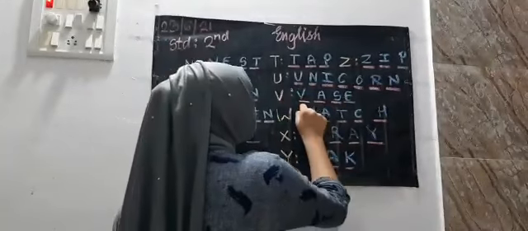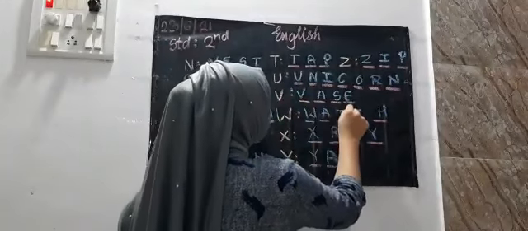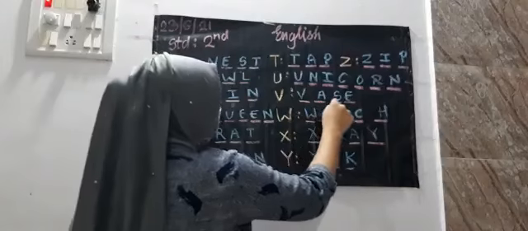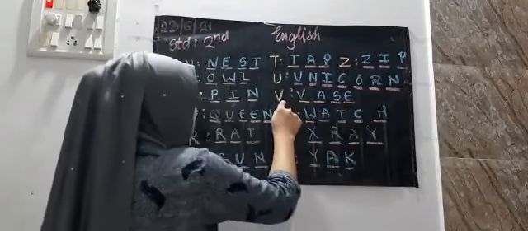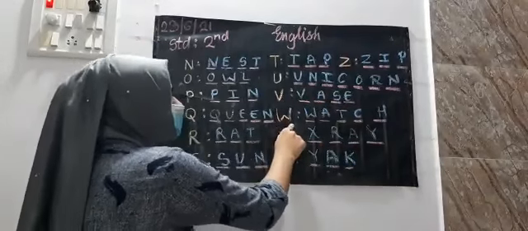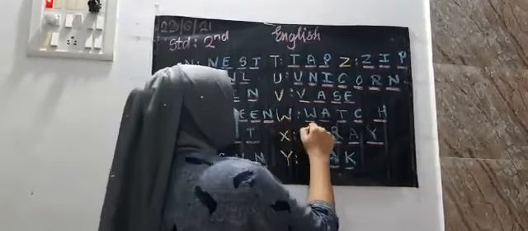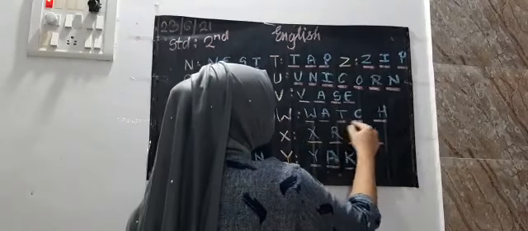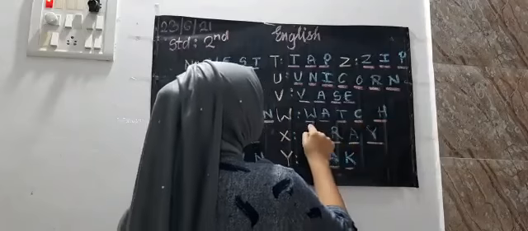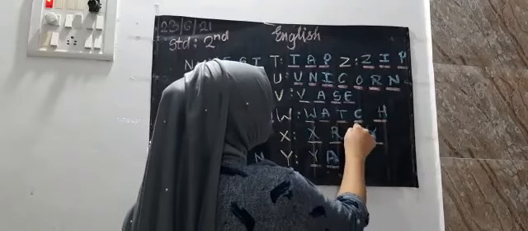V. V for vase. V-A-S-E. Vase. After V which alphabet? W. W for watch. W-A-T-C-H. Watch. After W which alphabet?